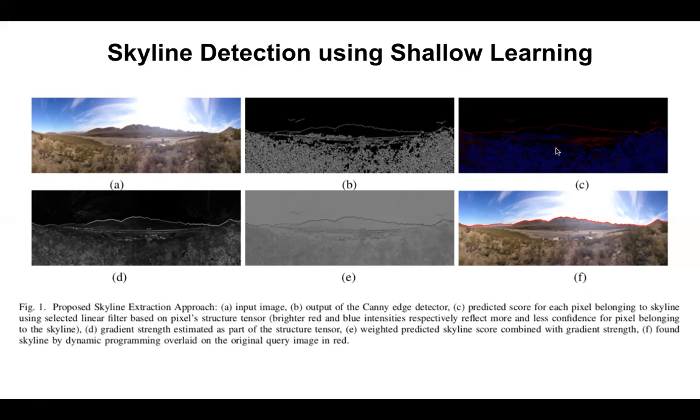And these are over here. We are looking at the prediction scores for the different pixels, and we can see that the red intensity reflects the most likelihood of a pixel belonging to the skyline. After we have a prediction map like this, we can combine it with the gradient strength, which is part of the structure tensor, and that gives us this image in pane E. Essentially pane E is the nodal cost, a dense multi-stage graph, which is then solved through dynamic programming to give us the resultant boundary, which is the skyline.